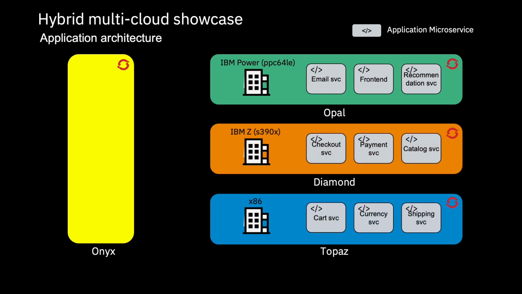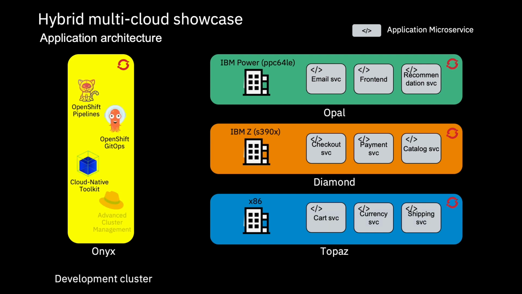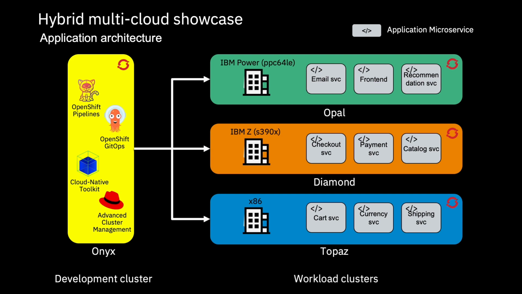We will be using Onyx, an x86 cluster, as a development cluster. I like to call it a master cluster or a control tower. This is where the development process as well as the automated pipelines are going to run, while the rest of the clusters will be workload clusters, used for building images remotely as well as running the services in testing and production environments. The workload clusters are managed by the control tower using Red Hat Advanced Cluster Management and can communicate with each other via the Submariner add-on.